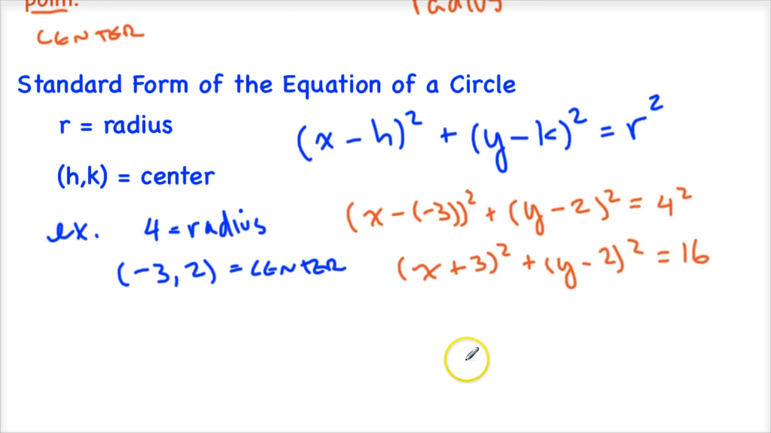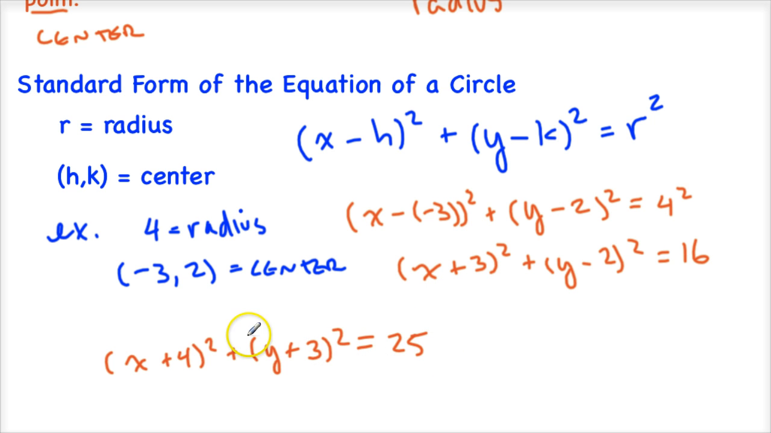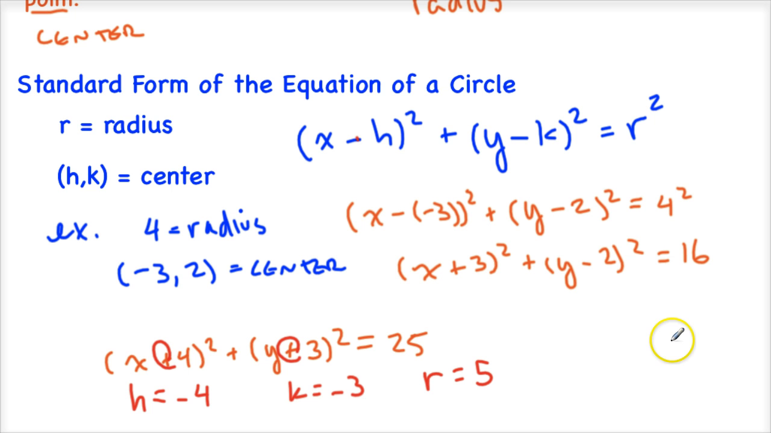So if you're going in the reverse direction and you were to see something like (x plus 4) quantity squared plus (y plus 3) quantity squared equals 25, when you're going backwards to find the radius and the center, just be careful, because when you see that plus in the middle, that should tell you that h is really -4, and here k is -3. If it's a plus, you're actually going to take the opposite, because that would be minus -4. Okay? And in this case, the radius would be 5.